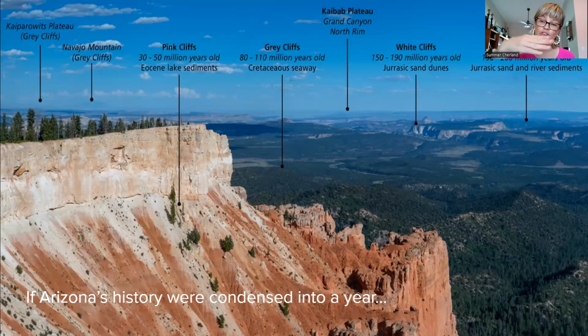Then by November, fish are swimming in the Colorado River. And then dinosaurs show up in about December. So where are the humans? If we were to condense Arizona history into 1 year, all of that would be happening and humans would arrive really late on New Year's Eve. That's how young human beings are when it comes to the state of the world, right? We're young in terms of geological and archaeological evidence.